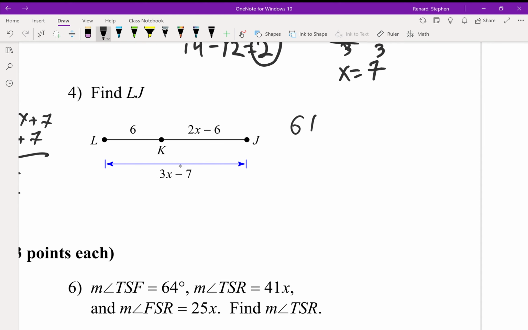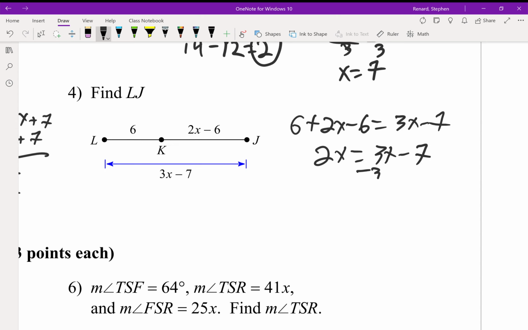Again, add the top 2. Get the bottom one. 6 minus 6 is 0, so we get 2x equals 3x minus 7. I'm going to subtract 3x here.